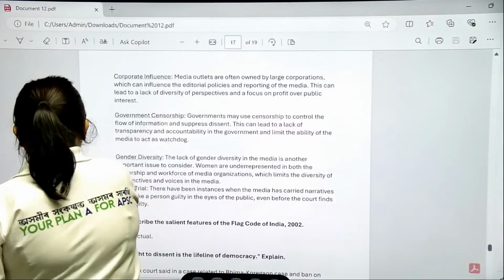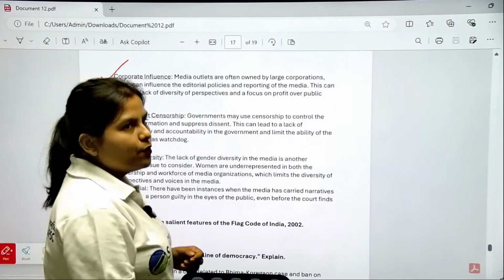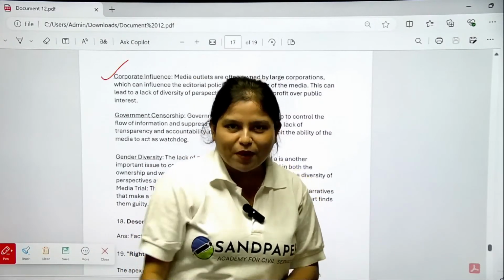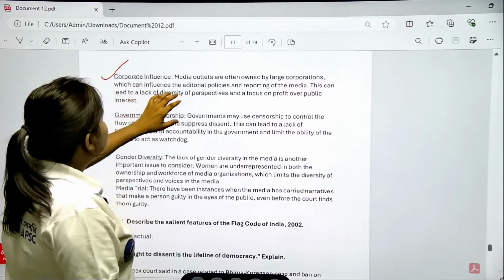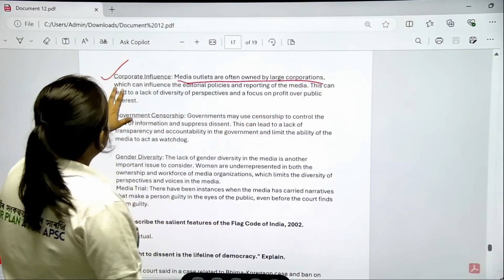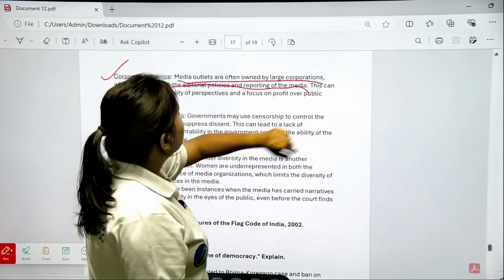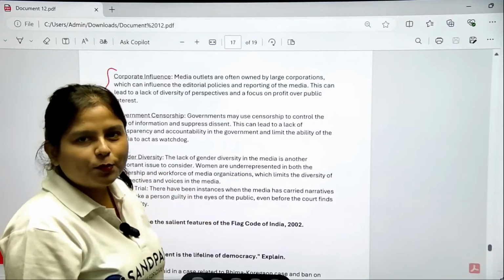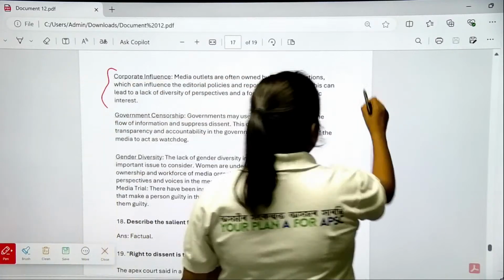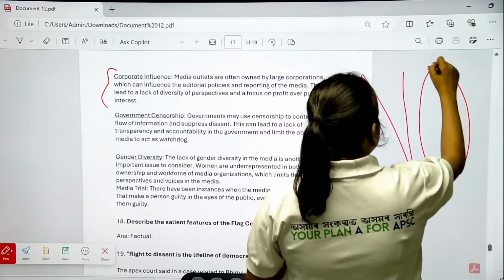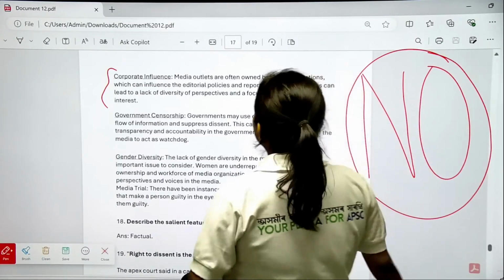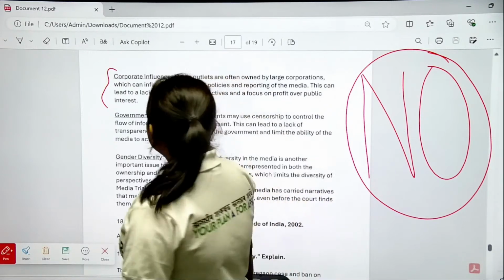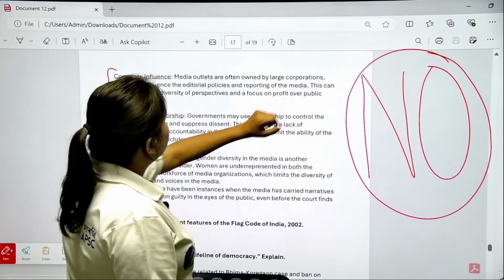Corporate influence. Many media houses are influenced by corporates. For example, corporates influence elections. So obviously they can influence the media. Corporate influence: media outlets are often owned by large corporations which can influence the editorial policy and reporting of the media. They show what they wish. Is that okay? Is that the role of the fourth pillar of democracy? No. No matter which corporation is owning it, the media cannot be biased. That is against ethical journalism. So here I wrote that media outlets are often owned by this and that.